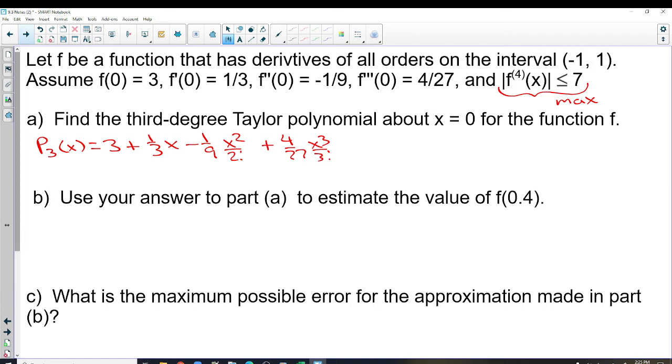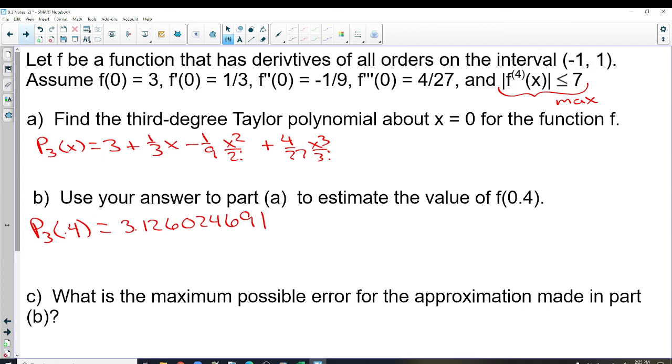Oh, and that's it. That's the third degree, and we stop there. Use your answer in part A to estimate the value of f of 0.4. So for the estimate for 0.4, I'm going to use the polynomial. When we plug this in, I'm going to fast forward. 3.126024691 is the approximation. Now, the difference between the one before and the one now is we don't have a function to check what the exact is. All they gave us was the derivatives.